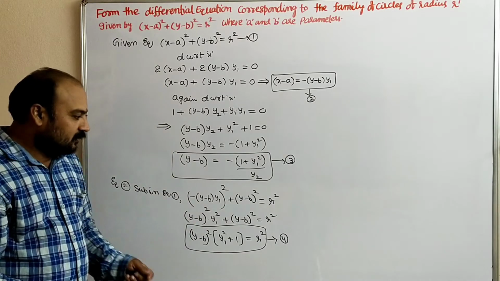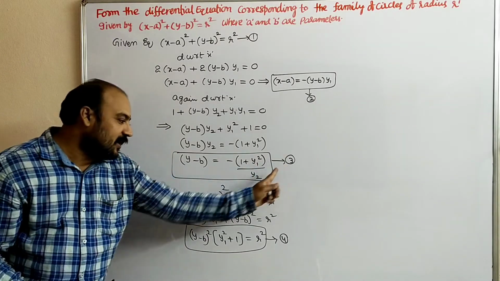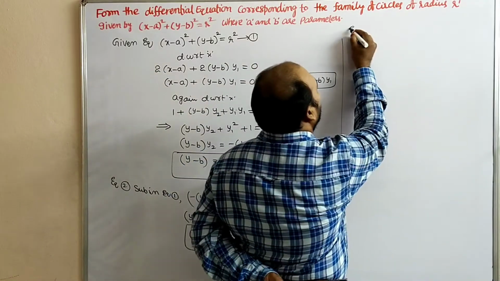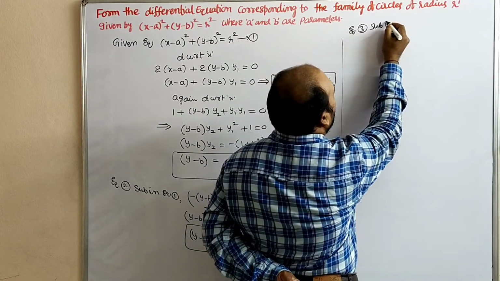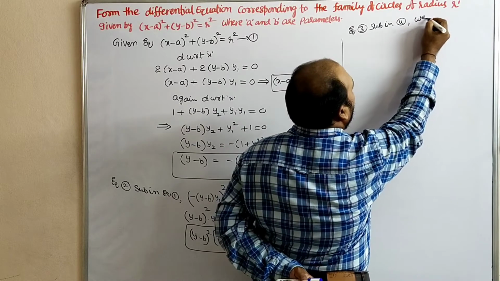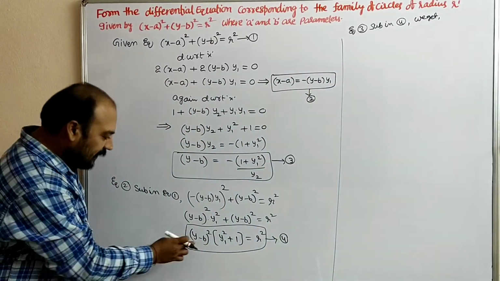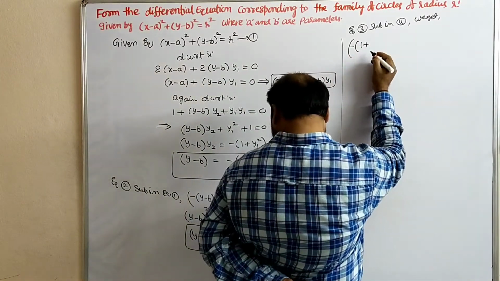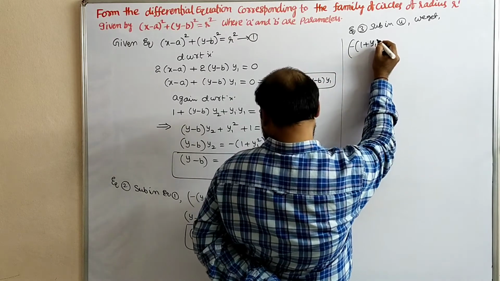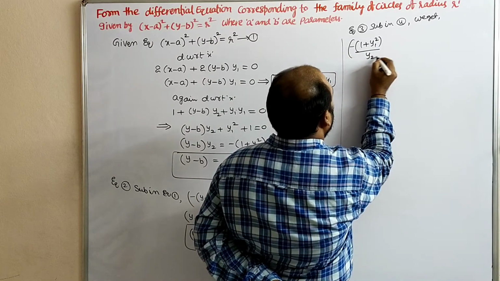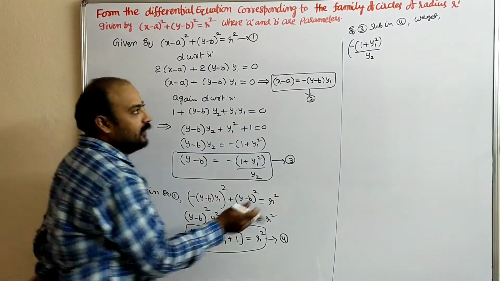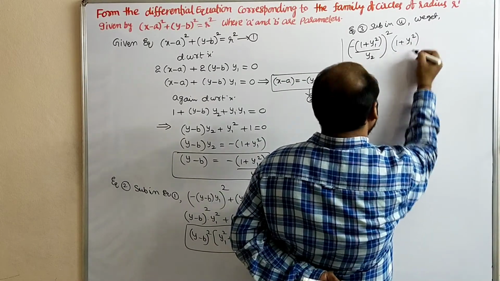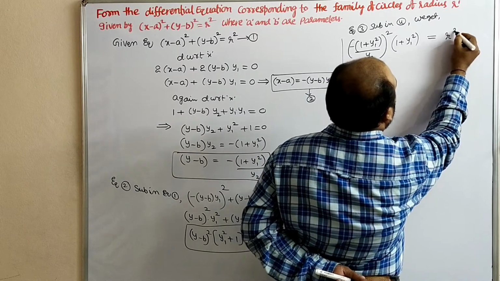After getting this one, y minus b is there now. Equation 3, substitute in equation 4. We get, in place of y minus b, this value, minus of 1 plus y1 square divided by y2. This is y minus b whole square into 1 plus y1 square is equal to r square.